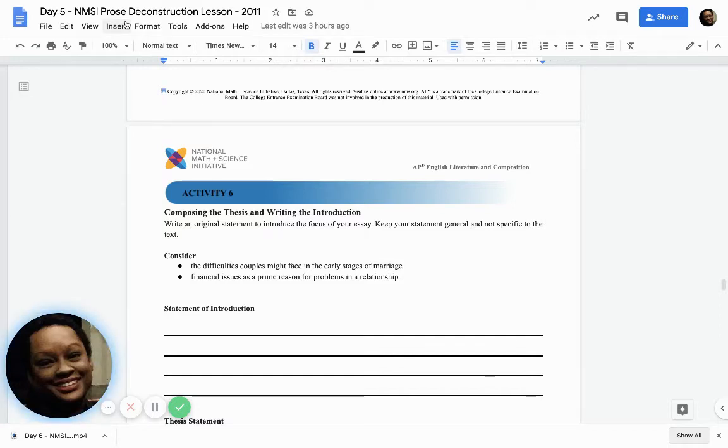Today we're going to be doing activities 6 through 10. This is individual work, and I will be guiding you through this assignment. So, first things first. Number 1, we're going to compose the thesis and write the introduction. You're going to write an original statement to introduce the focus of your essay, and you're going to keep your statement general and not specific in the text.